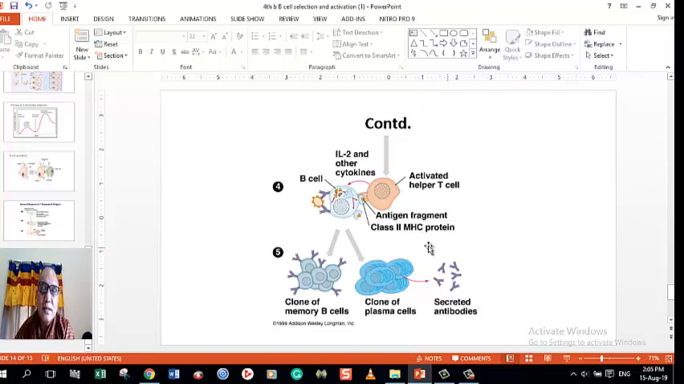So I think this is how the B cells act and produce antibody. And since the B cells produce antibody, a chemical that can destroy the foreign particle, it is also called the humoral defense system.